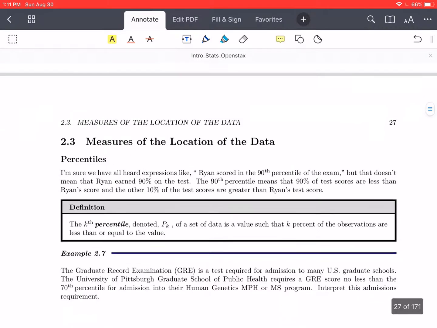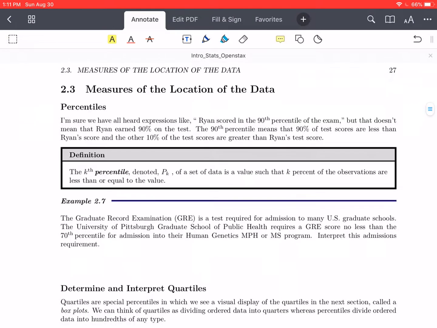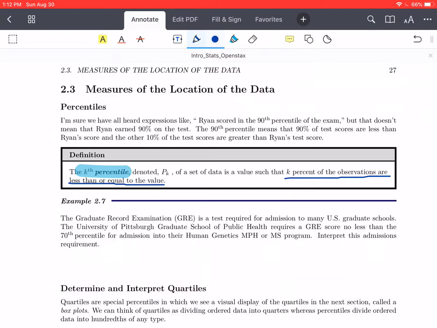All right. And that brings us into section 2.3. So now we're going to talk about measures of the location of the data. So we're going to start off talking about the concept of a percentile. So the kth percentile, denoted P sub k, of a data set is a value such that k% of observations are less than or equal to the value. So let's say that again. K% of the observations are less than or equal to that value, right?